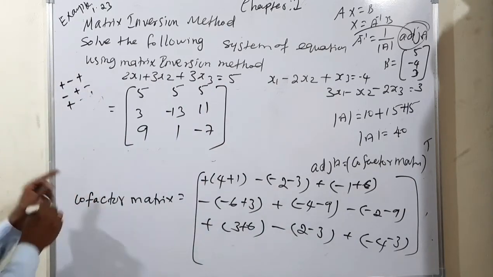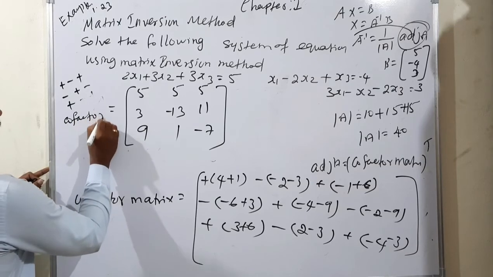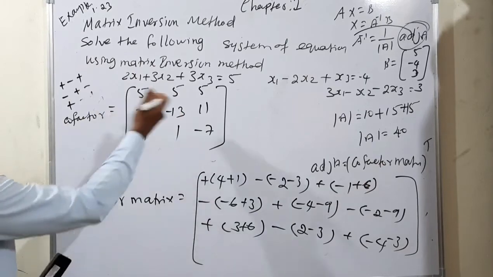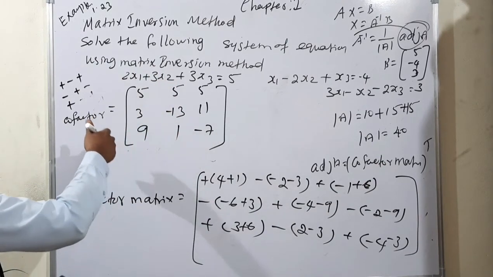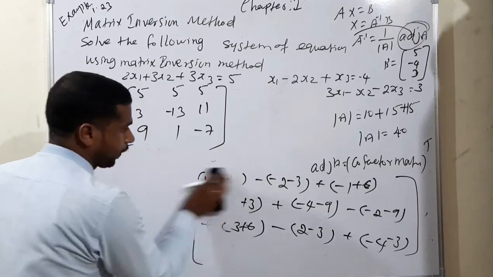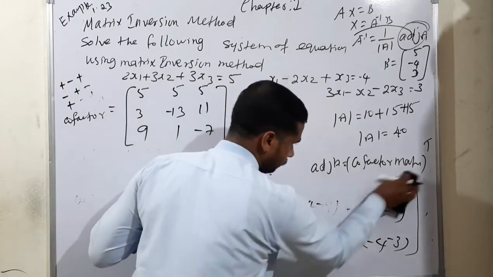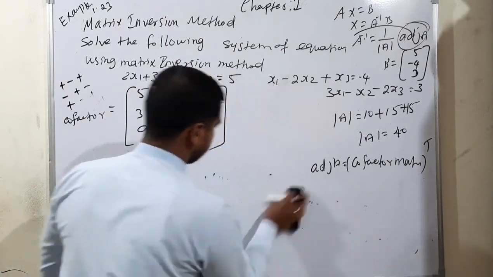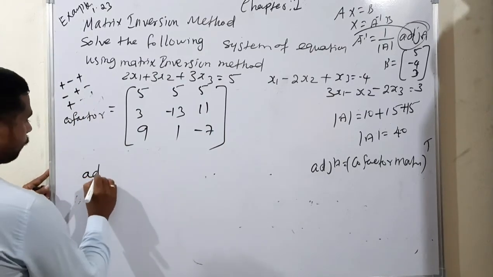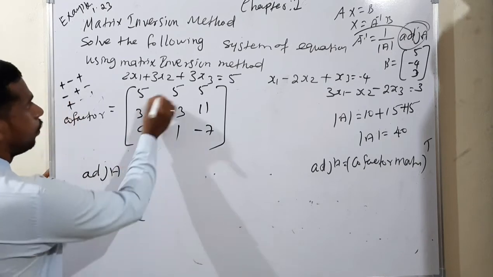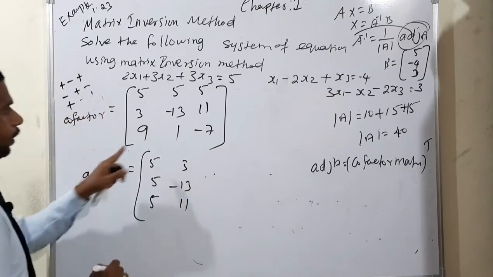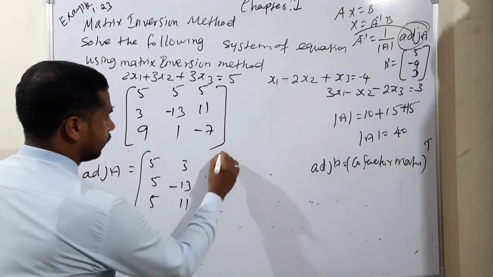This is actually cofactor matrix. What is the meaning? The cofactor. Then how to find out the adjoint of a transpose of cofactor matrix? So what is the meaning of transpose? Row should be written column wise, column you should be written row wise. That is called transpose matrix, isn't it? So cofactor matrix, we need to find adjoint of A. Adjoint of A means row means 5, 5, 5, again 3, minus 13, positive 11, 9, 1, minus 7. This is called adjoint of A.